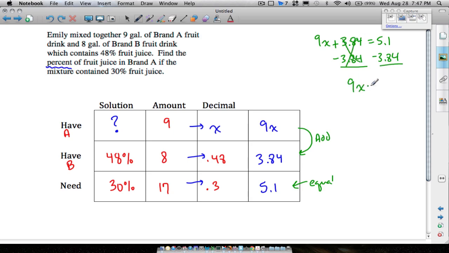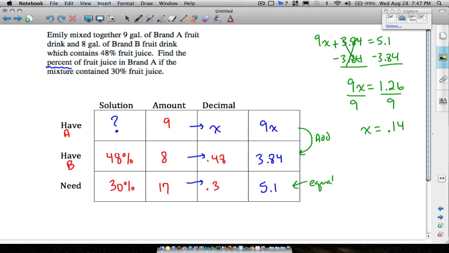We have 9x is equal to, take 5.1 minus 3.84, and we get 1.26. And now let's divide by 9 on both sides. So 1.26 divided by 9, we get 0.14.